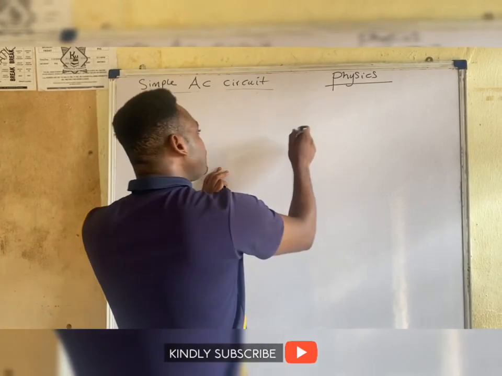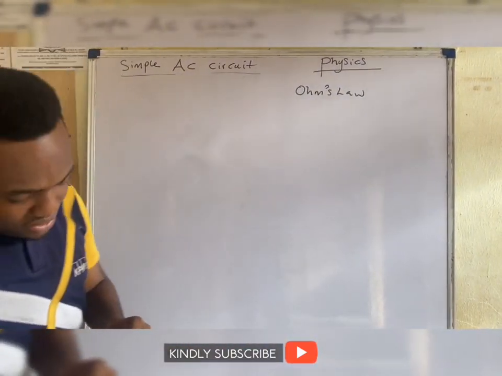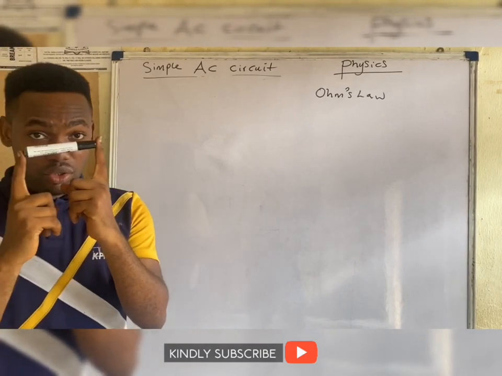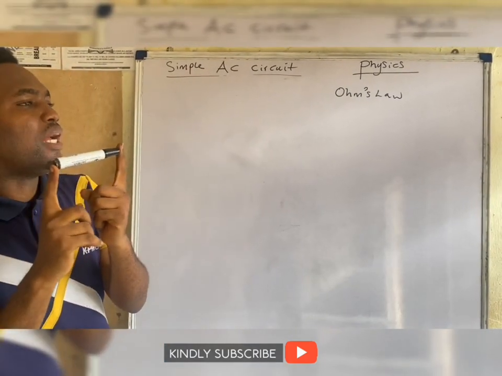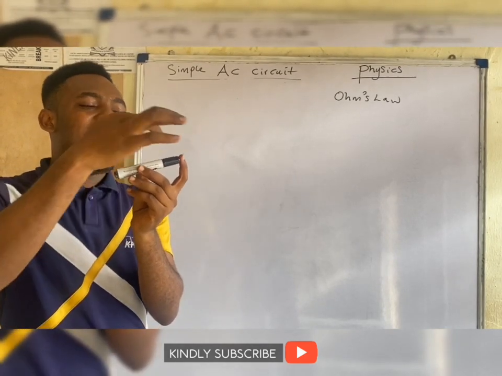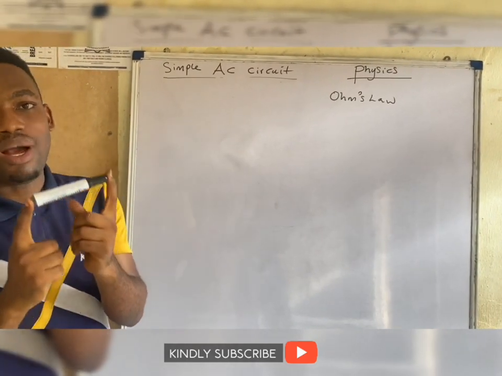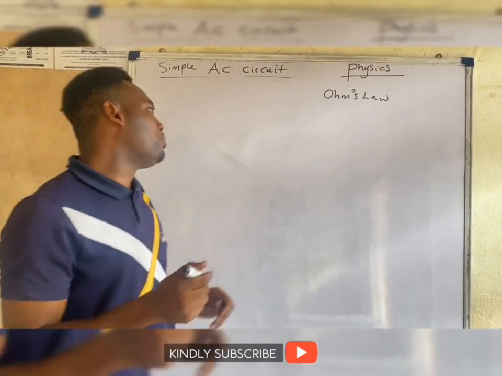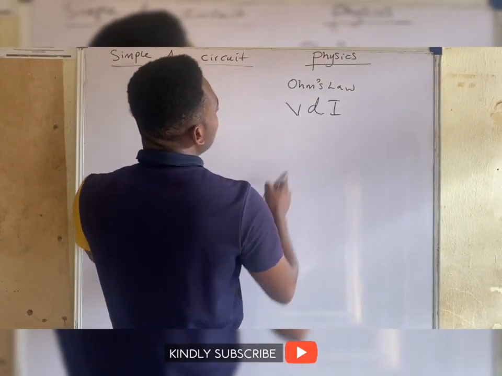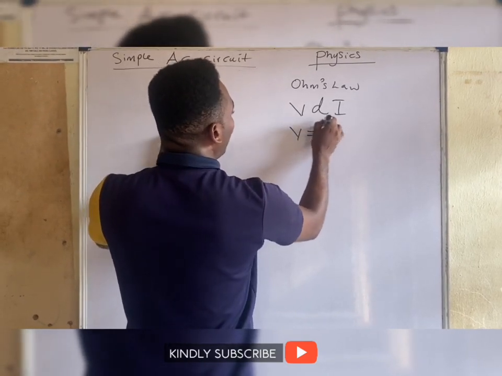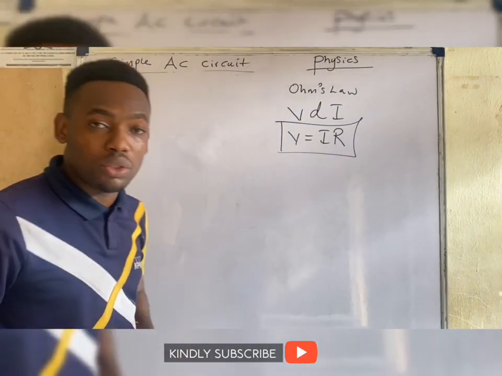unlike what we learned in DC, there is a law called Ohm's law. Ohm's law states that the current passing through a metallic conductor is directly proportional to the potential difference across its terminals, provided that temperature and other physical conditions of the conductor are kept constant. From Ohm's law, V is proportional to I, so that V will be equal to IR. This R becomes the constant, which is the resistance.